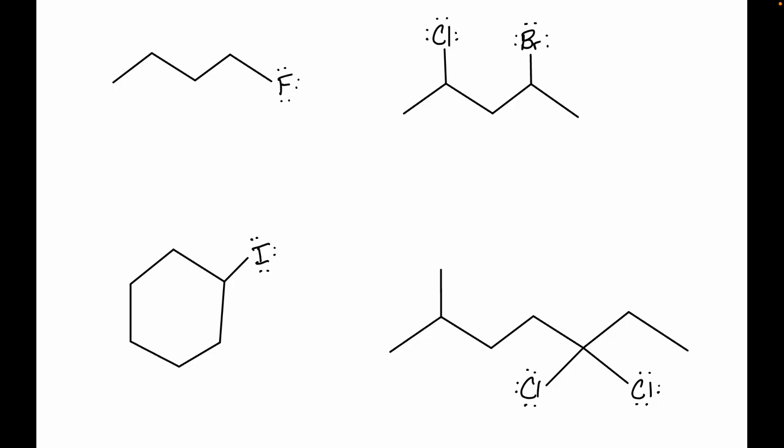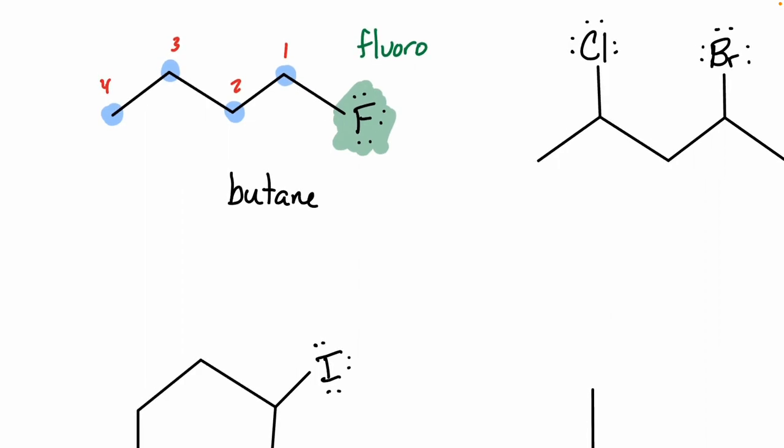All right, so let's do this first one. Finding my parent chain, 1, 2, 3, 4 carbons. So this is a butane, is my parent chain. These halogens we treat as substituents, so this would be a fluoro group. And if we number our parent chain, we want that fluoro group on the lowest possible number. So this would be 1-fluorobutane.